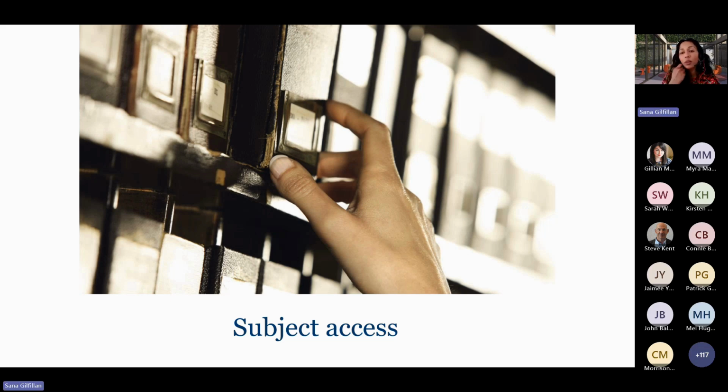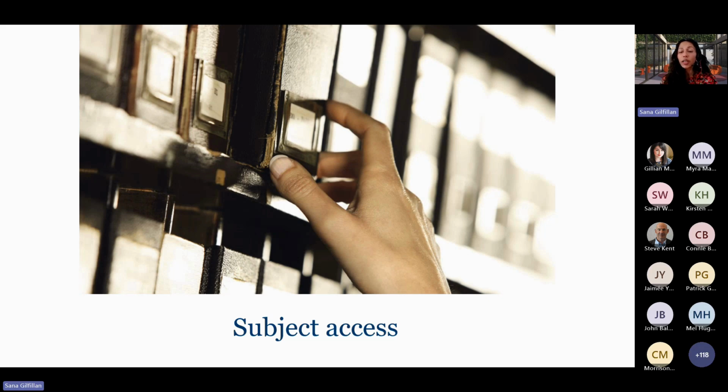So like I said, if you have the right processes in place, if you have the right information management system that allows you to easily extract personal information and potentially redact third-party information before you pass it on, that can make compliance with subject access requests much easier, especially in terms of meeting that deadline.